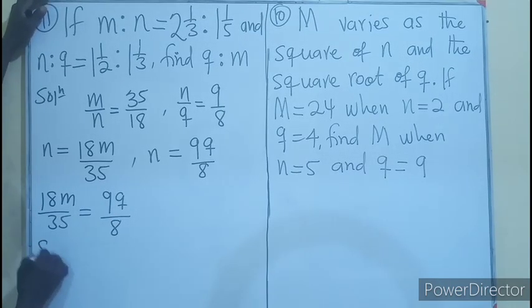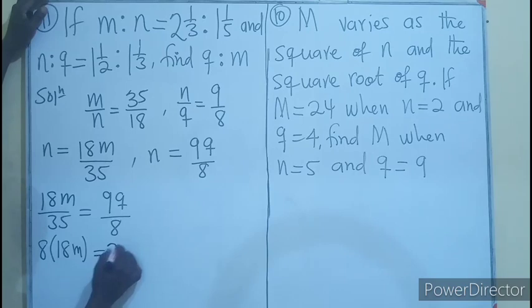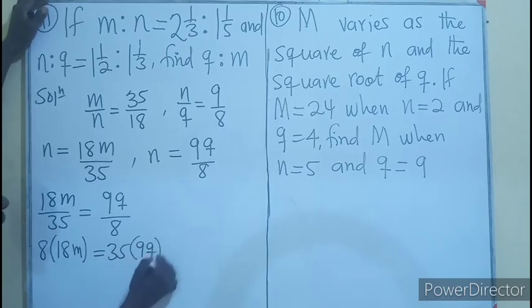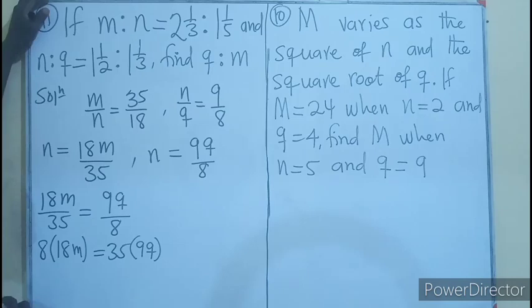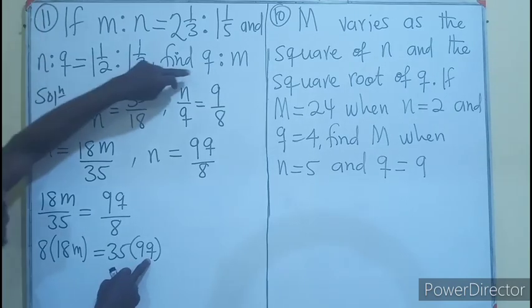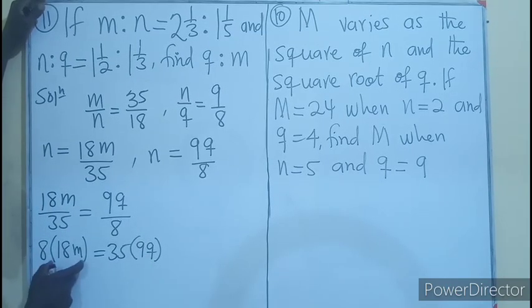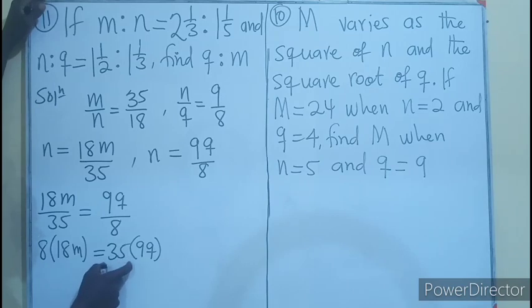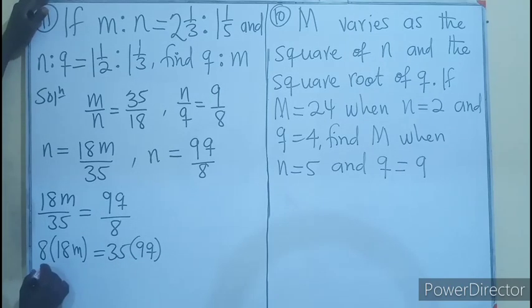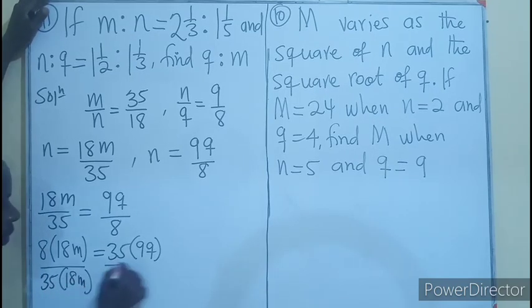This can multiply this, and this will also multiply this, right? So I'll be having 8 times 18m equals 35 times 9q. So what do I do here? I am looking for q first before m. So I can divide both sides by 18m and 35 so that I isolate the q alone. So this divided by 35 18m, divided by 35 18m.